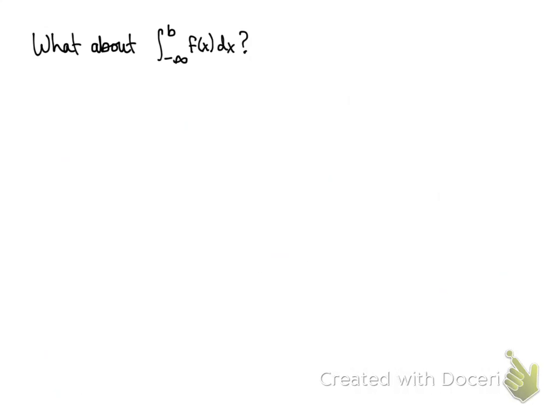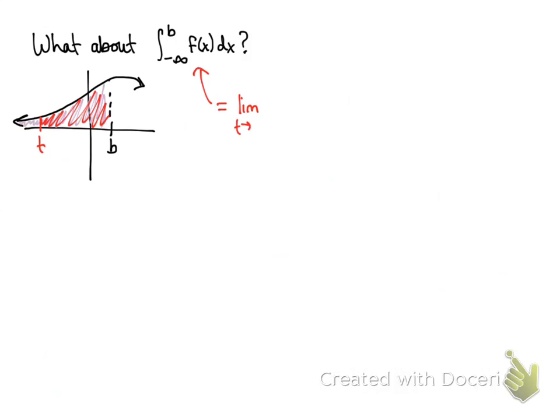Okay, the other kinds of type 1 improper integrals would be starting at negative infinity and stopping at some number. Right? And that's just sort of the opposite of what we just did. And you treat it the same way. You start at some number t and go up to b, and then take the limit as t goes to negative infinity. So we're sort of moving that left-hand endpoint farther and farther left to get all the area.